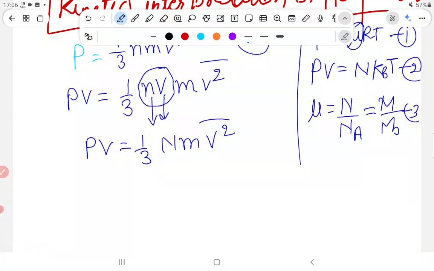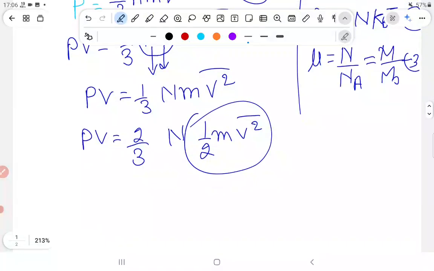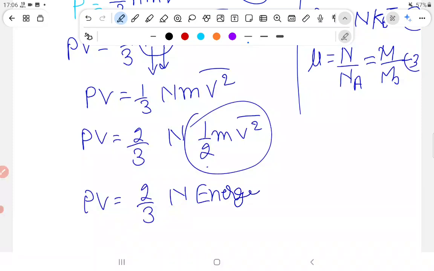Okay, now here, if I multiply by 2 and divide by 2, it comes out to be 2 by 3, and I divide and multiply by 2, so it comes out to be v mean square. Okay sir, this seems to be the formula of kinetic energy, so it becomes PV is equals to 2 by 3 n into energy. So what is this? It is the kinetic energy, basically the kinetic energy of one molecule.